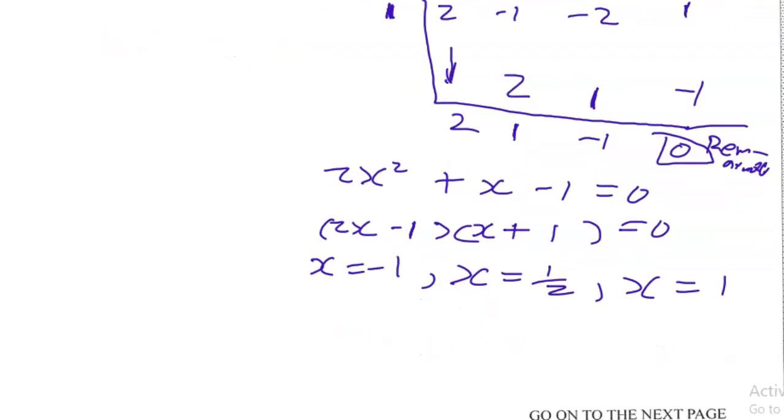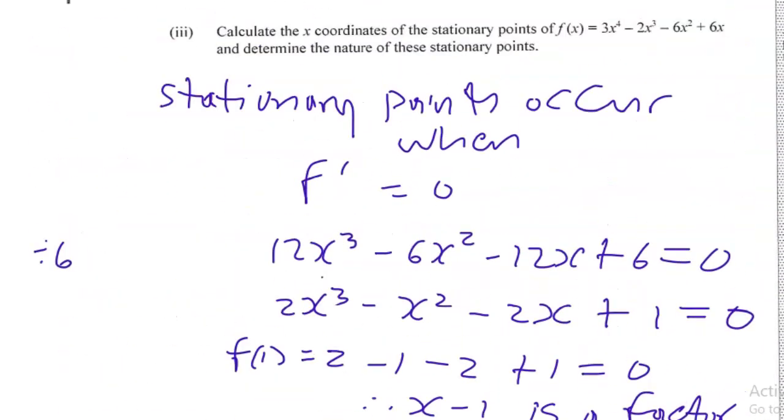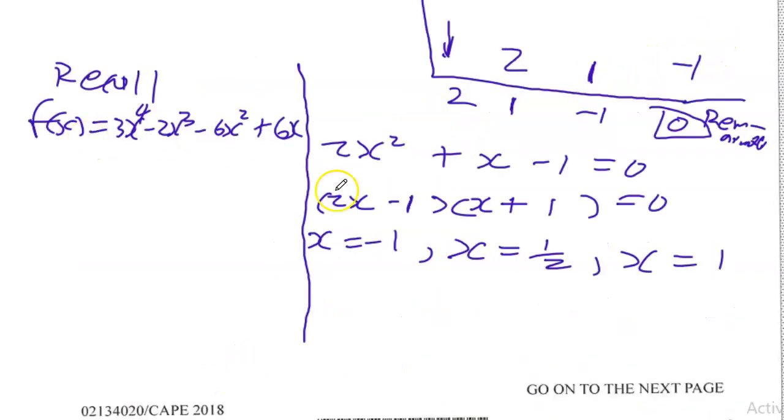Let's get the y coordinates now. To get the y coordinates, we sub these values into the original function. Remember what the original function was? It was 3x to the power of 4 minus 2x cubed minus 6x squared plus x. We're going to plug in each x value and get the corresponding y values. So let's do the substitutions. Let me use 1 first.